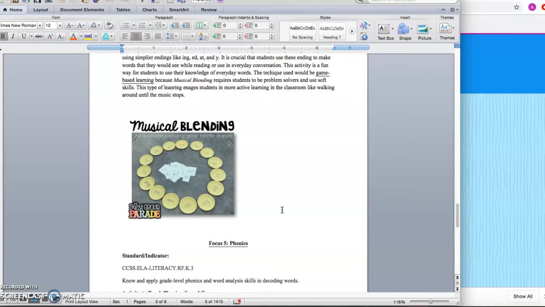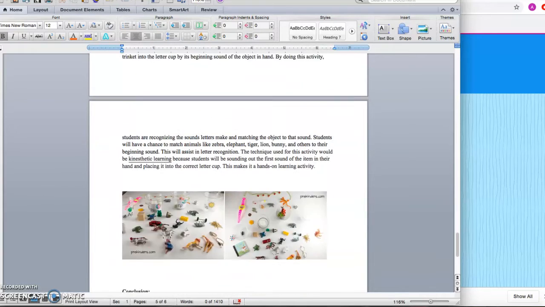Focus 4 is analyzing words. I chose the activity called Musical Blending, where students start with a card in their hands that has a letter on it. They will walk around a circle with pre-labeled plates that have endings. When the music stops, students will stop in front of a plate and try to make a real word. This technique is game-based learning.